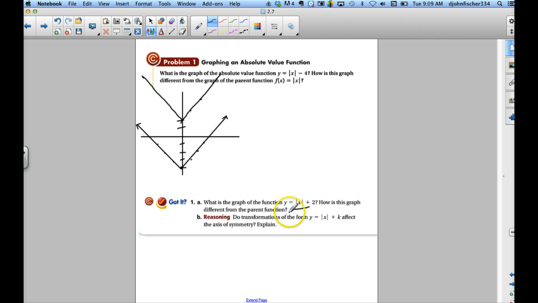So now, do transformations of this form affect the axis of symmetry? The axis of symmetry, when the graph goes up or down, doesn't change. That's still going to be at 0. So no. But it does change where the graph starts and ends.